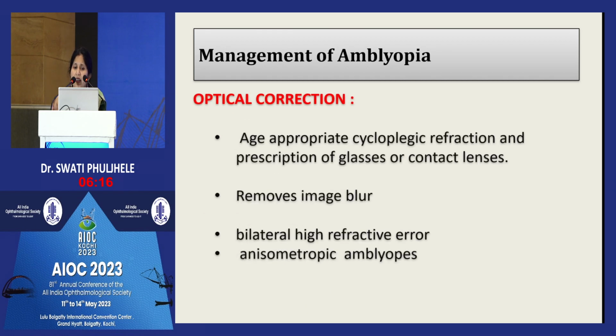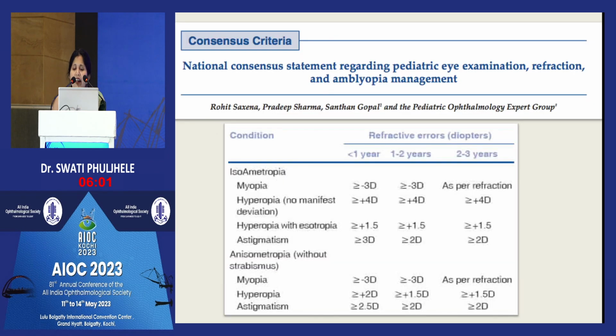So, optimal optical correction can never be overemphasized; it is the first step of amblyopia therapy. It removes the image blur and gives the patient a sharp image, which is very important for stimulation of the retina. There have been American Academy guidelines, but now we have our own national consensus guidelines, which have been published by AIOC and also in IJO. These give the amount of refractive error beyond which we need to give the patient refractive correction. They are readily available on the net or on IJO.